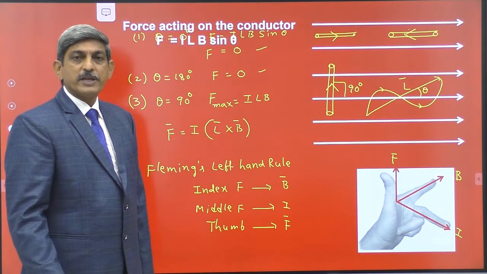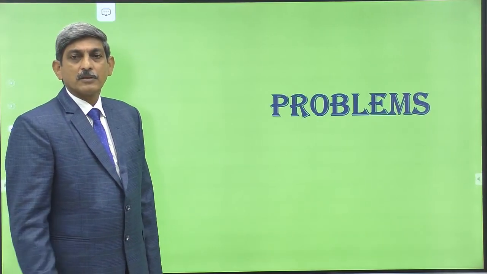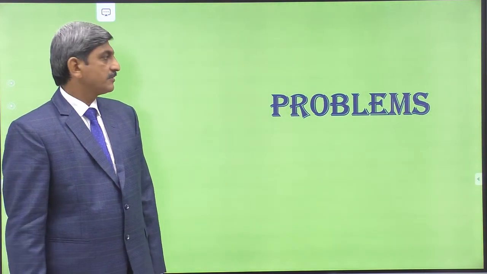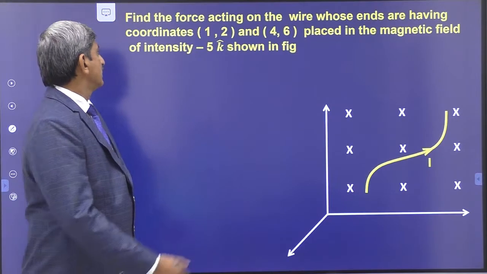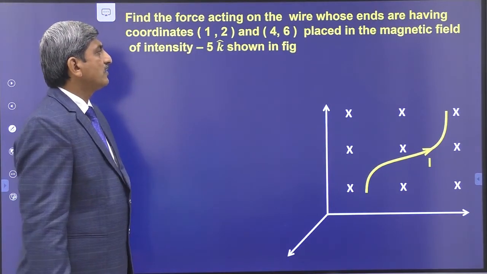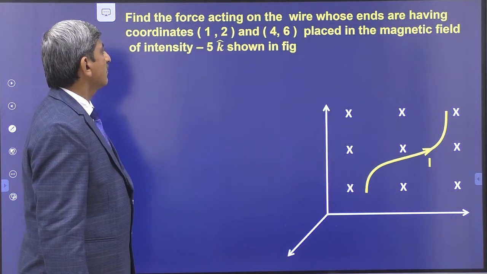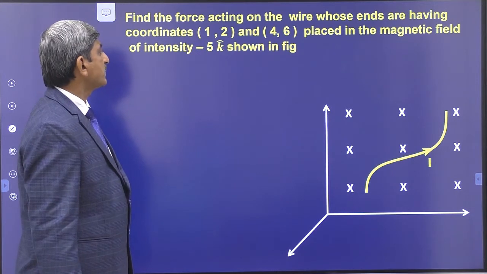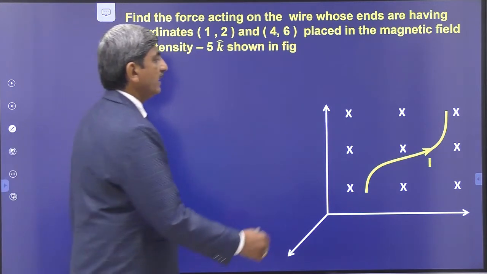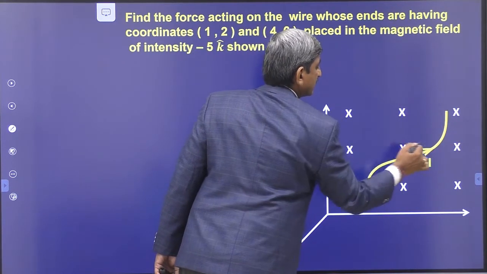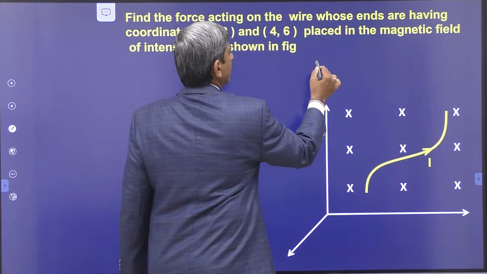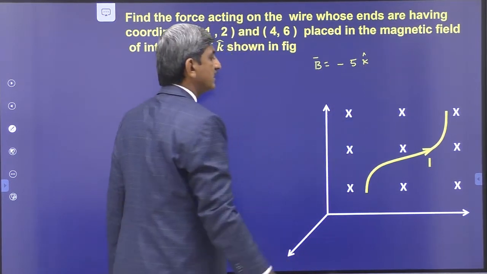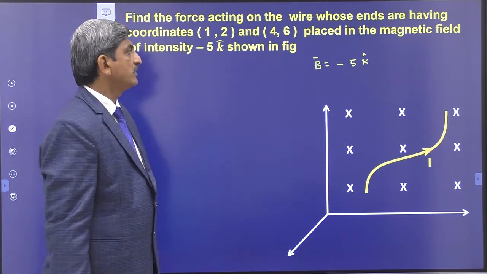Now, I am going to explain some problems to understand the concepts I have explained in the present class. Find the force acting on the wire whose ends have coordinates (1, 2) and (4, 6), placed in the magnetic field of intensity minus 5 K bar as shown in the figure. Here, the magnetic field is represented by the cross marks and it is given as B bar is equal to minus 5 K bar. It indicates that the field is acting along the negative z-axis direction.